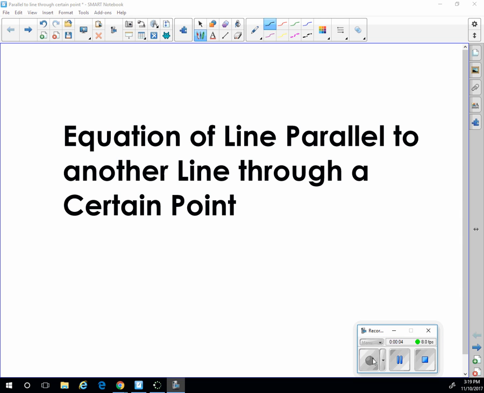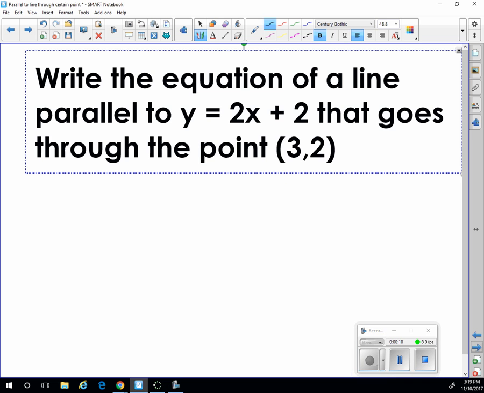This video clip explains how to get the equation of a line that's parallel to another line through a certain point. For example, y equals 2x plus 2 is the line. We want to find a line that's parallel to that and goes through the point (3, 2).